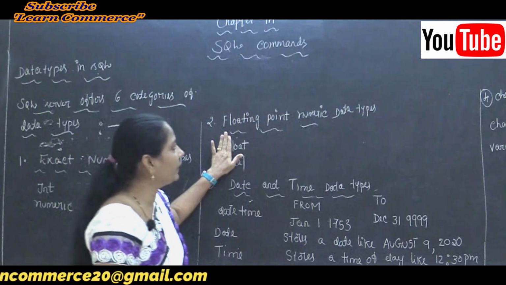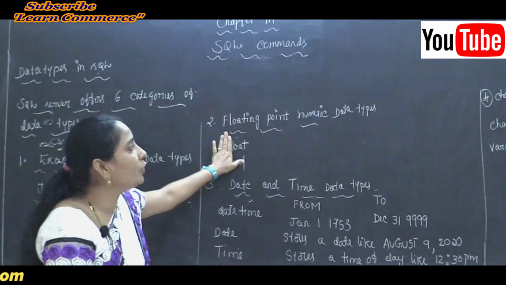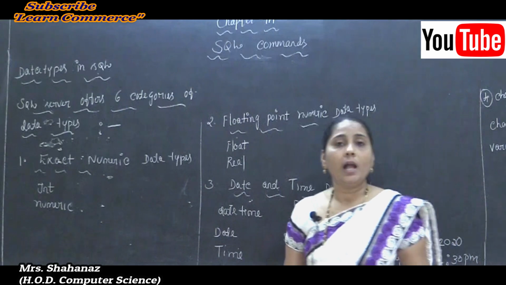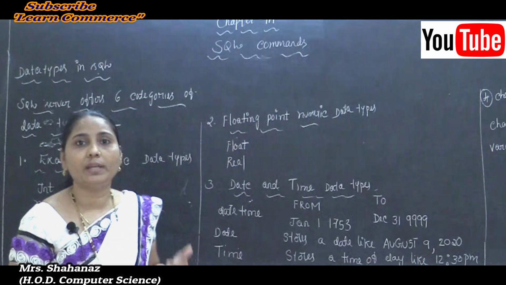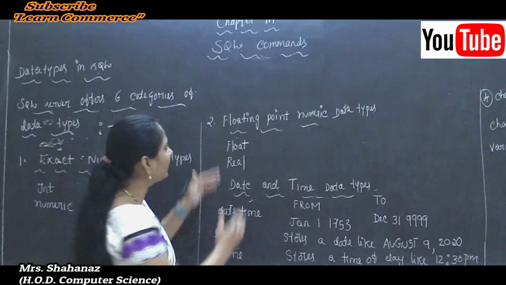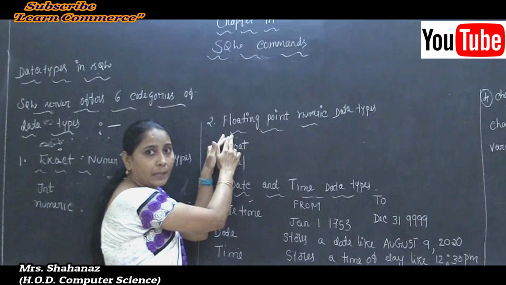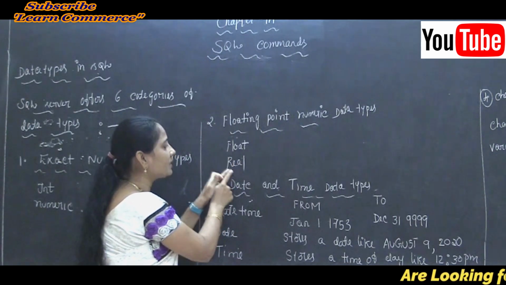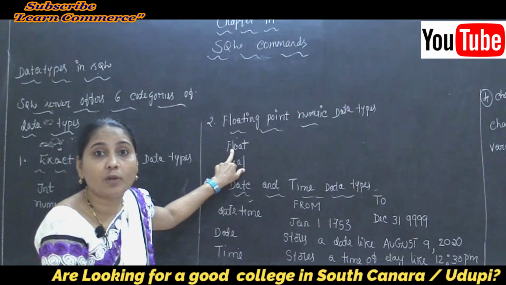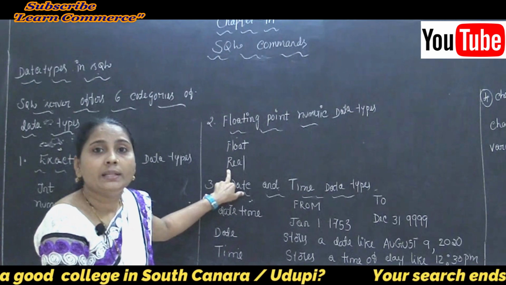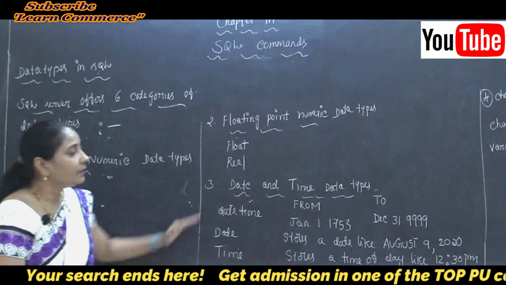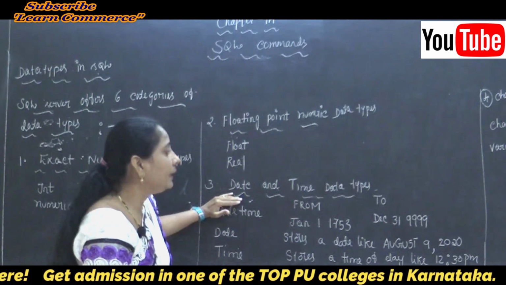The second category is the floating point numeric data type, for any fractional number, in the case of salary, for example. If you are going to use fractional points, then we use the floating point numeric data types. The data types are float and real. The float is mostly used for decimal fractions, and the real is called the exponent form.